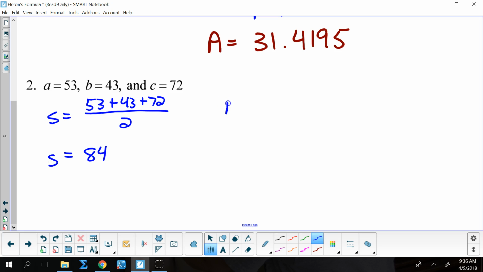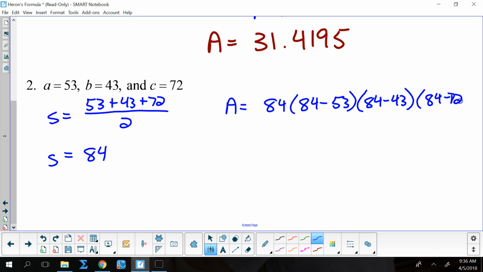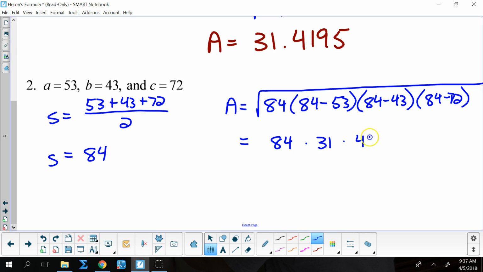So then my area is going to be 84 times (84 minus 53) times (84 minus 43) times (84 minus 72). And I've got to take the square root of all of that. So 84 is 84. 84 minus 53 is 31. 84 minus 43 is 41. And that one's 12, right?